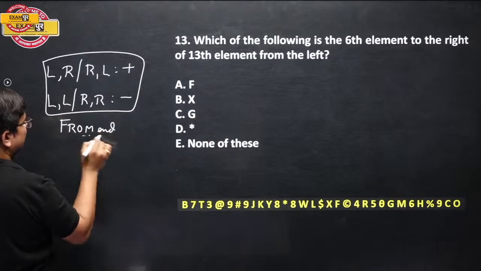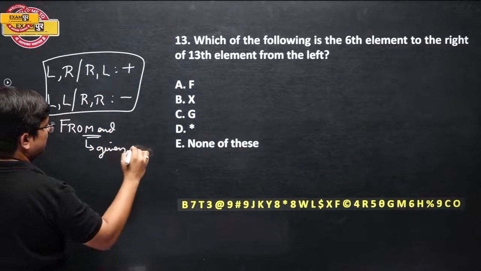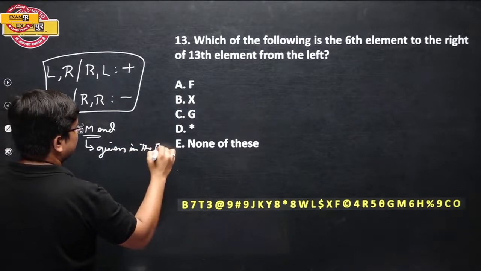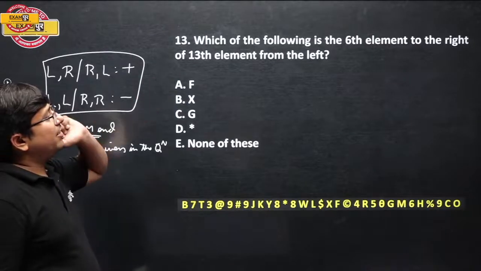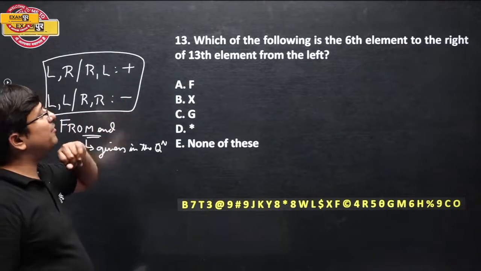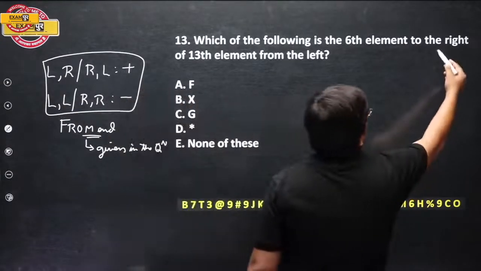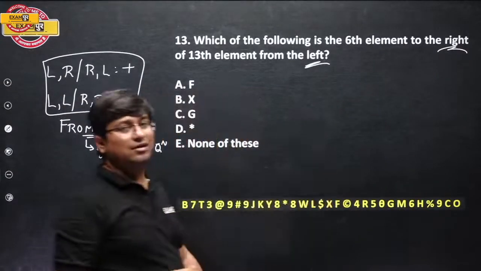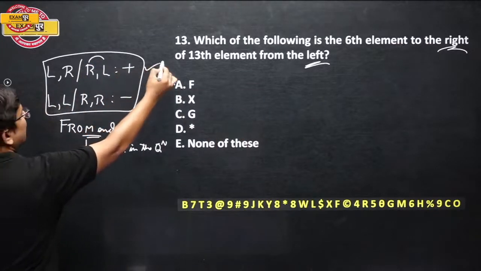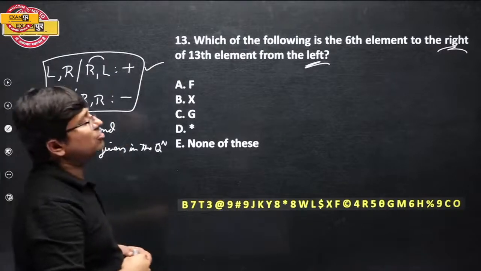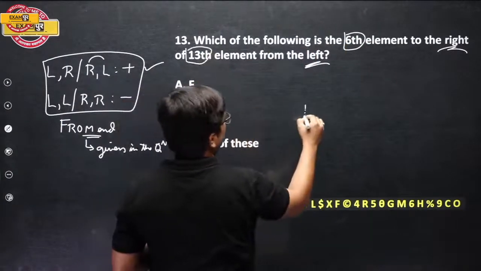Counting will be done from the from end, which is given in the question. Now see, please understand. Which of the following is 6th element to the right of 13th element from the left? So you can see that right and left both are there. The moment you see both right and left, obviously you will be adding the numerical values. And 6 plus 13 is 19.